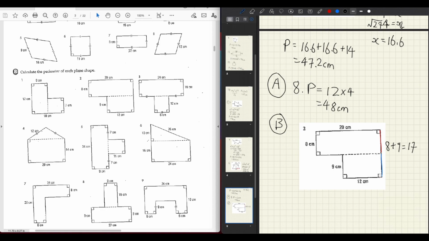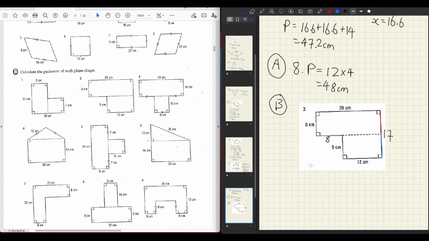We know this side is 12, we know this side is 9, but we don't know this side. Now to work out this side, we know that this whole side is 20, and this is 12, so then this has to be 8, because 8 plus 12 gives you 20, right? This side plus this side gives you this side. Alright, so now that we worked out the length of all the sides, I'm just going to rub this out and write 17 here. We can just add up the length of all the sides and Bob's your uncle.